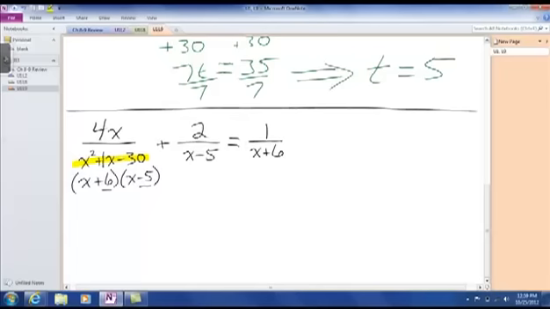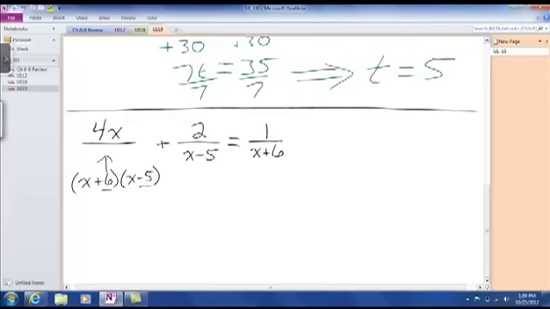So in fact, I could replace this original denominator with just x plus 6, x minus 5. And I think I will, since I have the ability to do that. Let me just get rid of all of this, and let me just slide that up there. So this is my new denominator, x plus 6 times x minus 5.